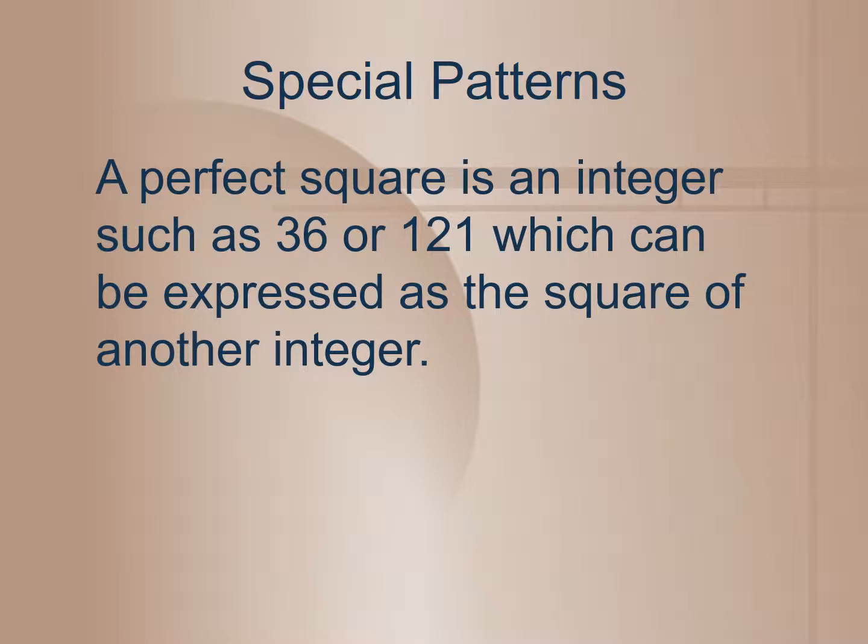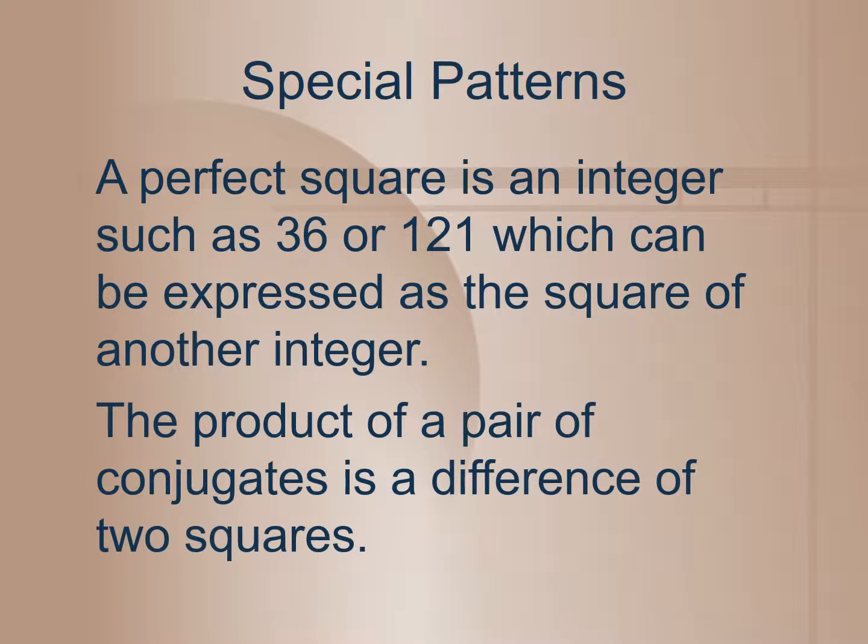So let's begin with talking about what a perfect square is. A perfect square is an integer like 36 or 121, and this integer can be expressed as the square of another integer. Remember, a square is an exponent of 2. For example, 36 can be rewritten as 6 squared, and 121 can be rewritten as 11 squared. It's the square of 11, or the square of 6 for 36.